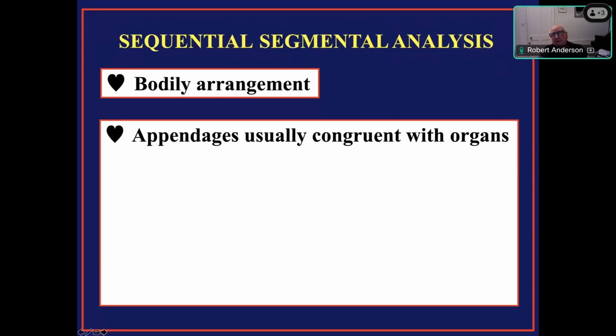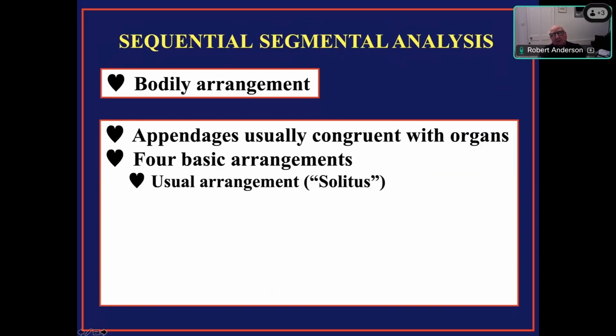Now, the analysis is not complete without putting that into the body, because in most instances, the appendages are congruent with the bodily organs. So this gives you a good idea of what is going on when you simply look at bodily arrangement. And in terms of bodily arrangement, there are four basic approaches, four basic systems. The first is the usual.